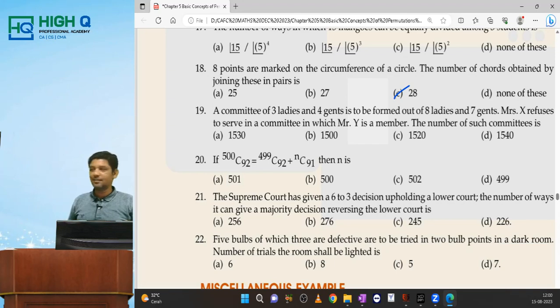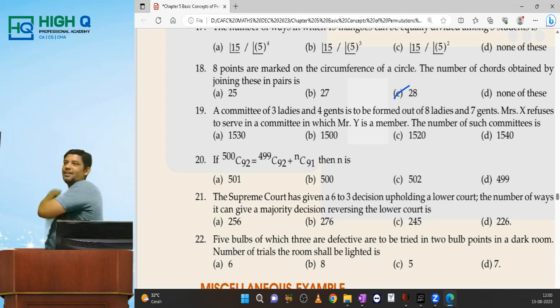Case number 1. If I am excluded in the committee, then Sai Devi, not necessary. She may include it or may not include it. If she says, if he is not there, then I will come. But the selection of committee is not necessary. I have to select Sai Devi, na?